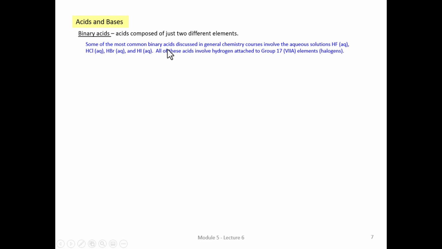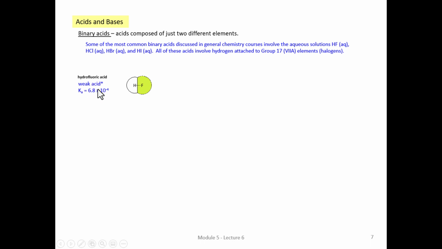So let's look at our final category of acids that we listed previously, binary acids. Again, these are acids composed of just 2 different elements. Some of the most common binary acids discussed in general chemistry courses involve the aqueous solutions of HF, hydrofluoric acid, HCl, hydrochloric acid, HBr, hydrobromic acid, and HI, hydroiodic acid. All of these acids involve hydrogen attached to a group 17 element, in other words, a halogen. So here's a space-filling model, the best I could do, of hydrofluoric acid.